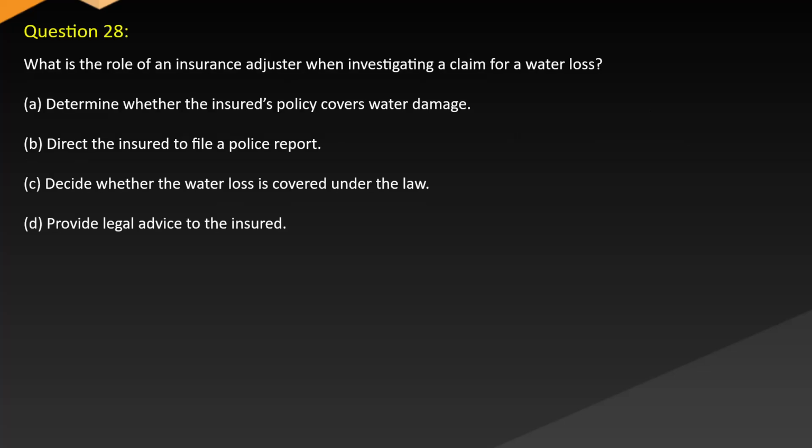Question 28. What is the role of an insurance adjuster when investigating a claim for a water loss? A. Determine whether the insured's policy covers water damage. B. Direct the insured to file a police report. C. Decide whether the water loss is covered under the law. D. Provide legal advice to the insured.